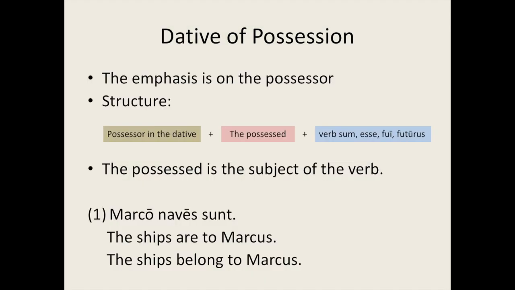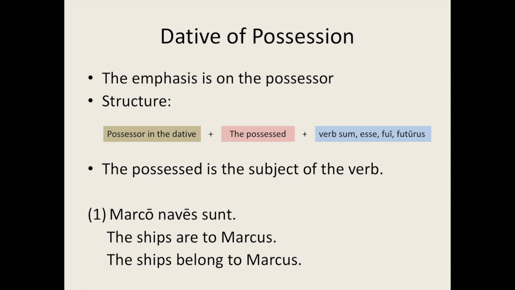Now that we've revised the genitive of possession, let's move on to the dative of possession. The dative of possession emphasizes the possessor. In fact, it's sometimes called the dative of possessor. The dative of possession requires the verb sum. It has the following structure: the possessor in the dative, the possessed in the nominative, which is the subject of the verb sum, which follows.